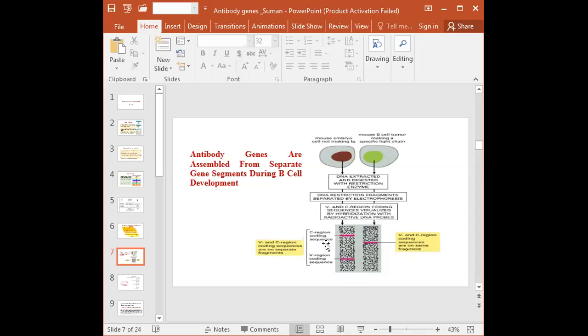binding sites. So we can consider how a B cell can alter the tail region of the antibody while keeping the antigen binding sites unchanged. This ability allows the B cell to switch from making membrane-bound antibody to making secreted antibodies, or from making one class of antibody to making another, all without changing the antigen specificity of the antibody.